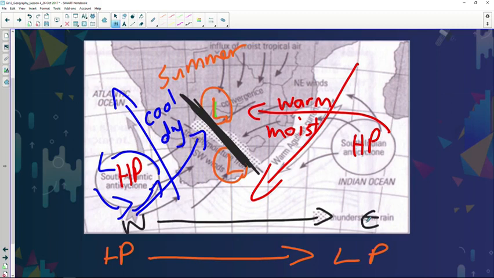So what basically happens? The cool, dry air is much heavier and denser than the warm, moist air. So what does it do? Almost similar to the mid-latitude cyclone, as the system progresses, what does the cool, dry air do? It forces this warm, moist air to rise. It cools, condenses, and forms clouds, and eventually will lead to rainfall.